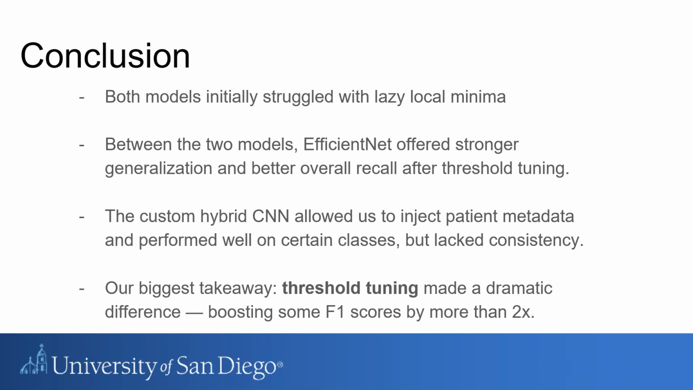So in conclusion, between the two models, EfficientNet offered stronger generalization and better overall recall after threshold tuning. The custom hybrid CNN model allowed us to inject patient metadata and performed well on certain classes, but lacked consistency. Our biggest takeaway: threshold tuning made a dramatic difference, boosting some F1 scores by more than 2 times.